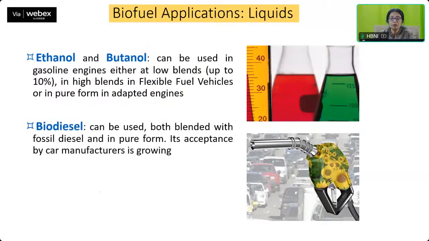So what are the biofuel applications in the case of liquids? You have ethanol and butanol, which you can get from biomass, and these can be used either at low blends up to 10%, or in high blends in flexible fuel vehicles, or in pure form in adapted engines. Right now, with the engines we have, you cannot use ethanol or butanol obtained from biomass directly, but you can definitely use low blends and high blends. If you want to use 100% of that, then you have to change the current engines.